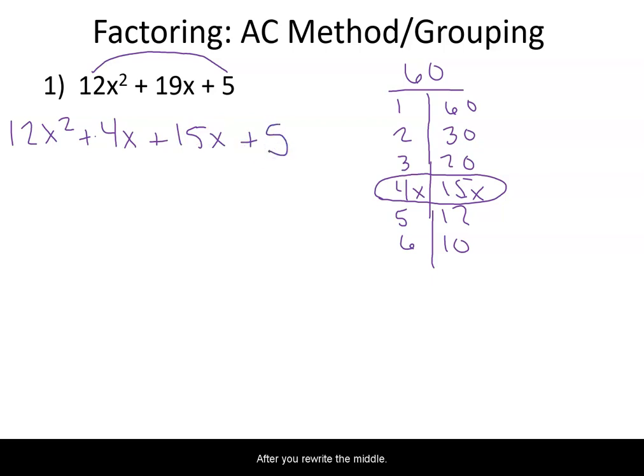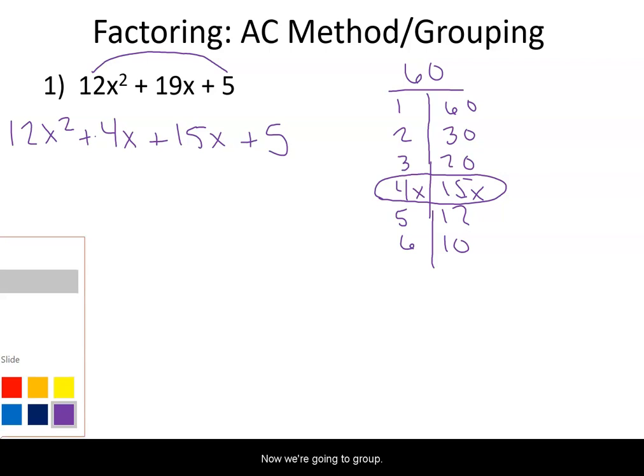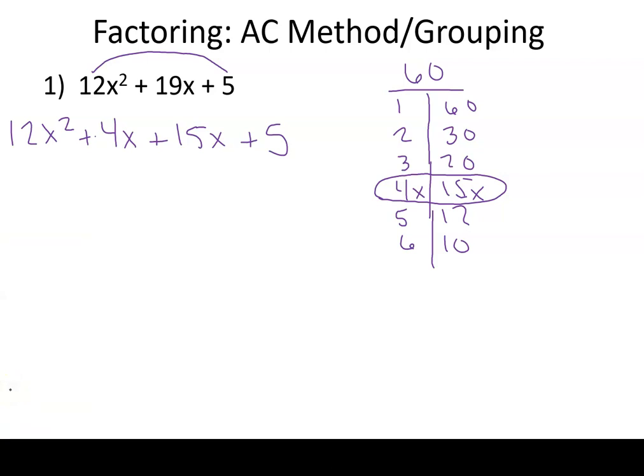After you rewrite the middle, now we are going to group and take out the GCF. So I'm going to group the first two and group the second two. Treat each one separately. From the first grouping, 12 and 4, what is the highest number that can go into both? That's 4. Do they both have X? Yes, smallest X is X.